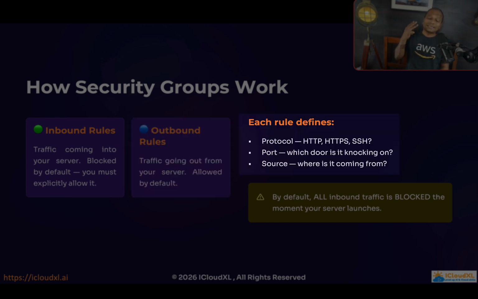So you basically need three components when you define an inbound or outbound rule. You need a protocol, which may be HTTP, HTTPS or SSH. You need a port, which may be port 22, port 80 or port 443. And then you need a source, meaning from which source you are allowing or denying that request.